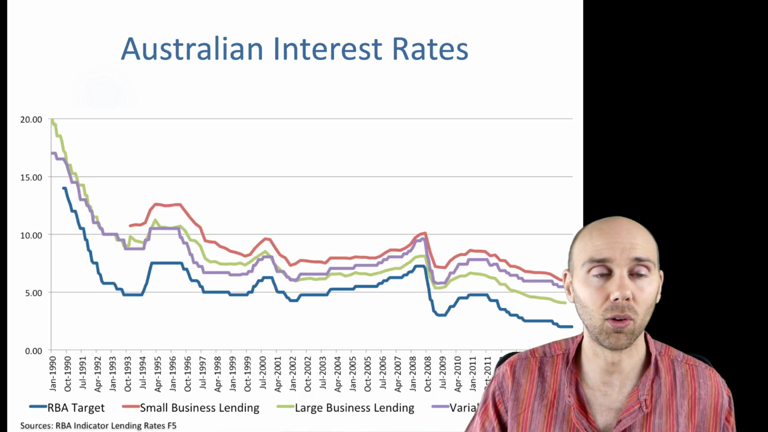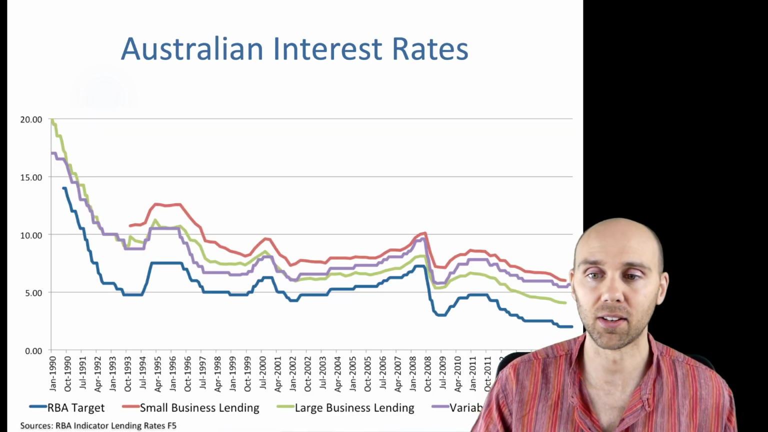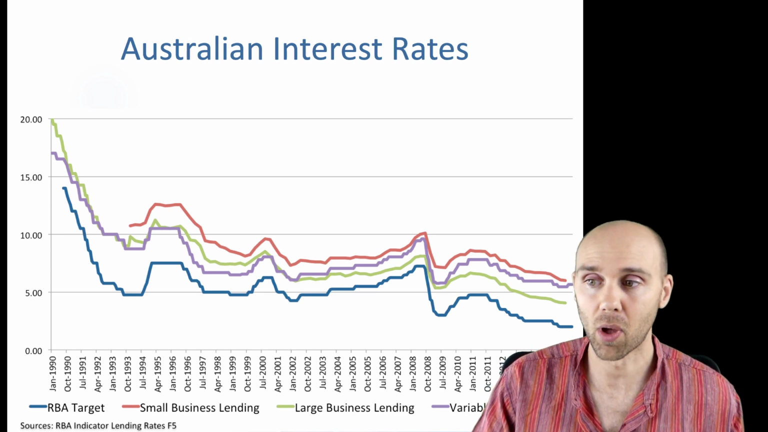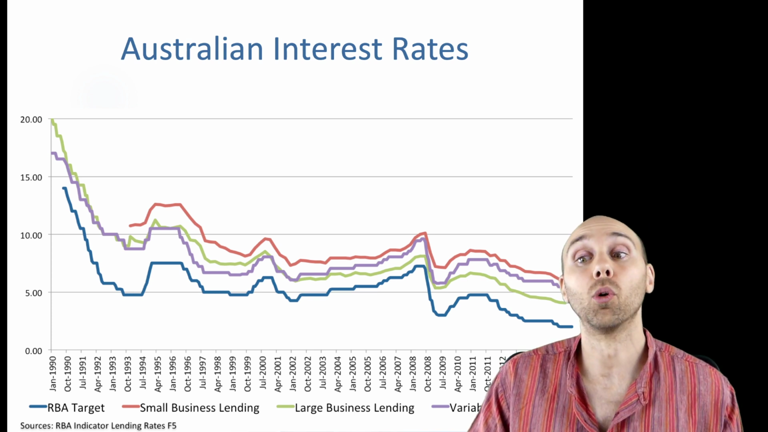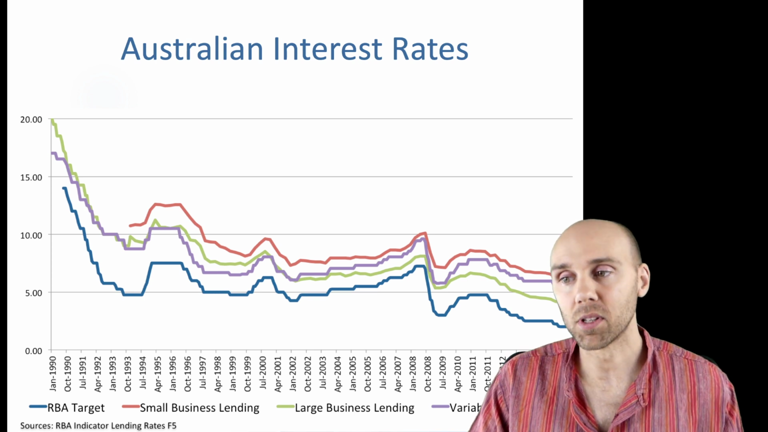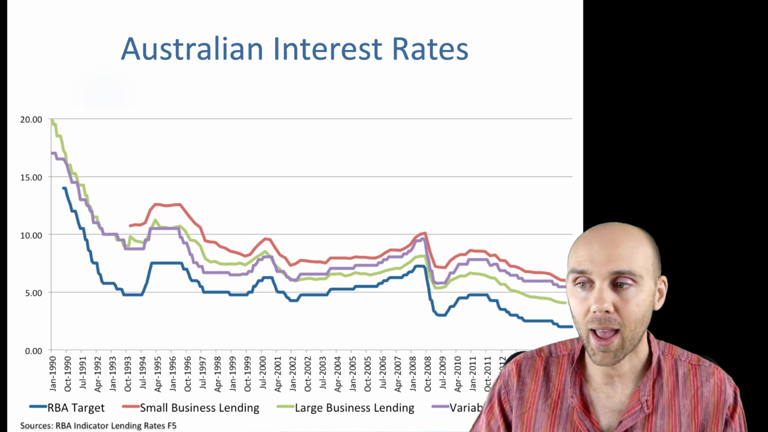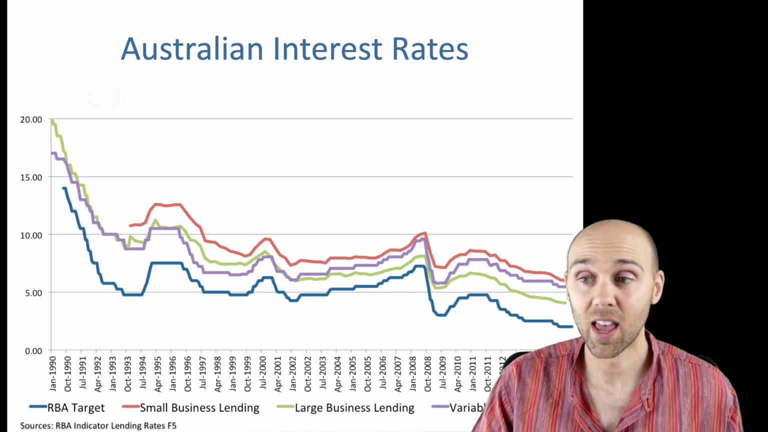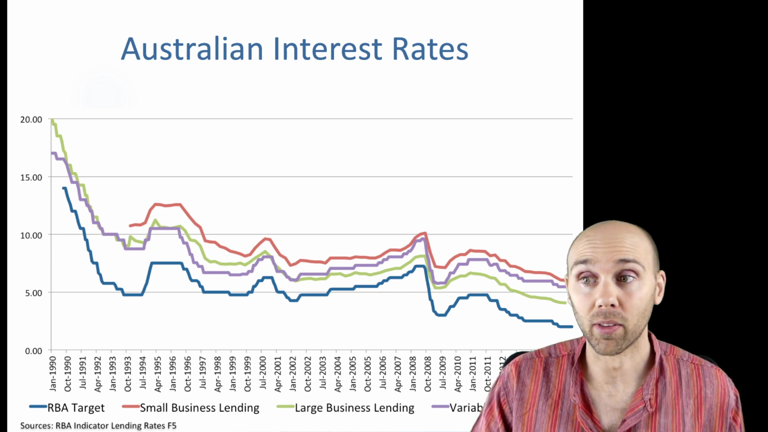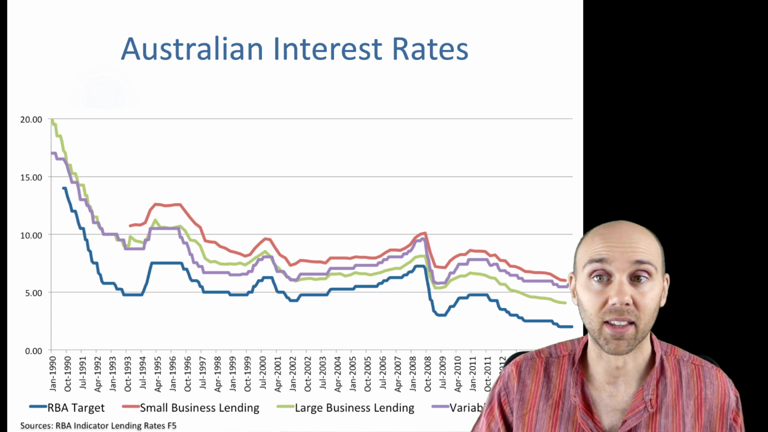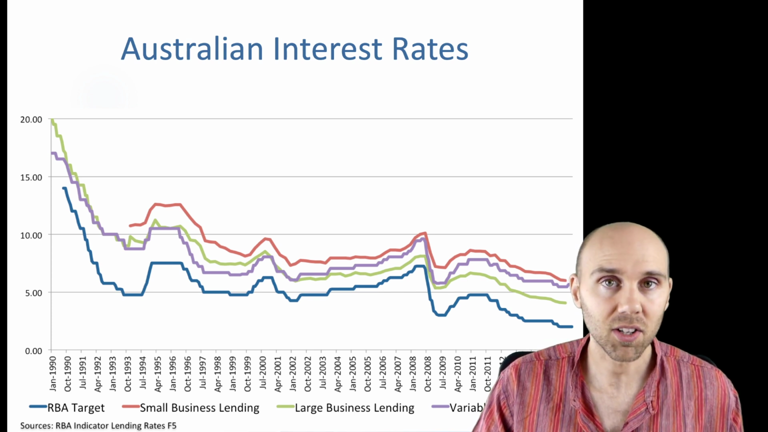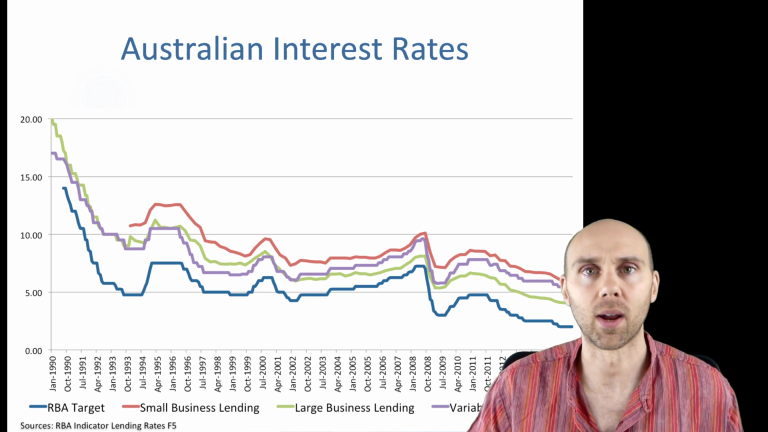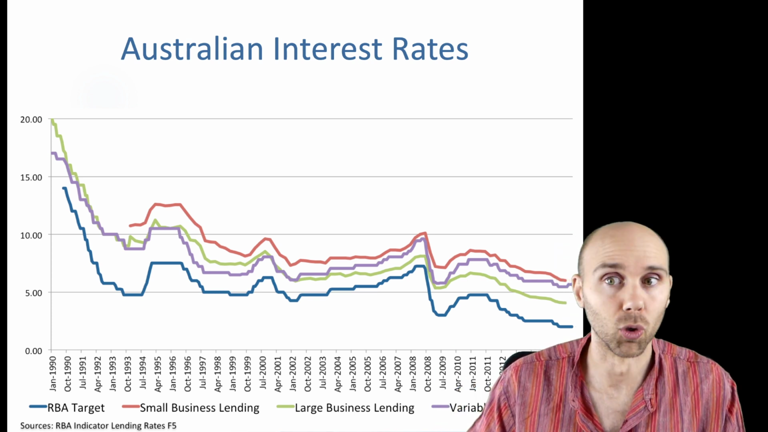So let's take a look at this graphically. These are the Australian interest rates, and what we've got is the RBA target rate right at the bottom there, small business lending rate, large business lending rate, and then a variable housing loan. So if you and I want to go and get a house, this is the sort of home loan that we can expect, and you can see that it's always much, much larger than what the newspaper will report as RBA cuts interest rate to whatever, 2%.